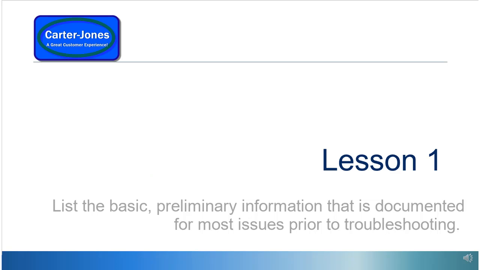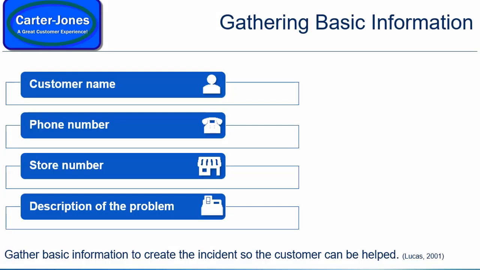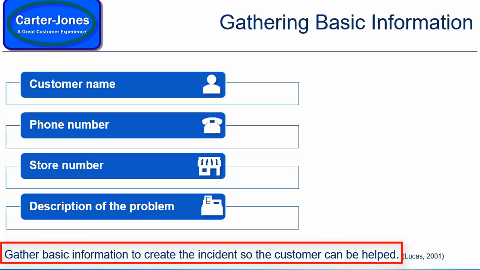In Lesson 1, we look at the basic preliminary information that is documented for most issues prior to troubleshooting. In our technical troubleshooting courses for specific systems, we will go further in depth about documenting specific technical details relevant to that system. Initially, there is some basic information common to all incidents, and that's what we will explore in this module. So take a look for just a moment. We're going to take a closer look at each one of these.